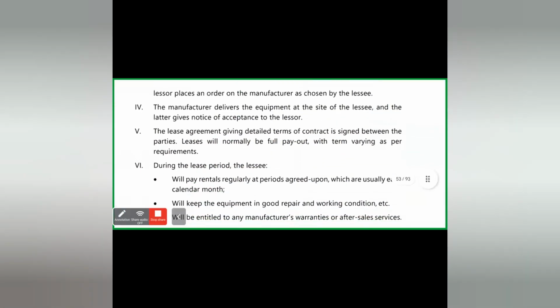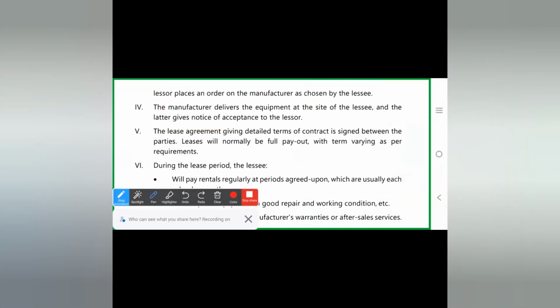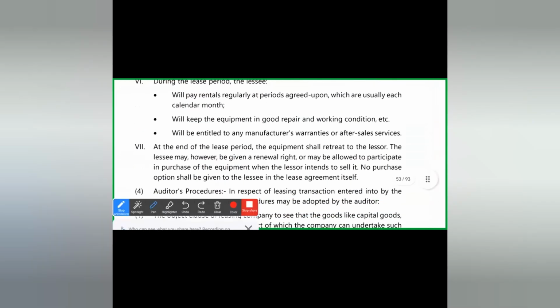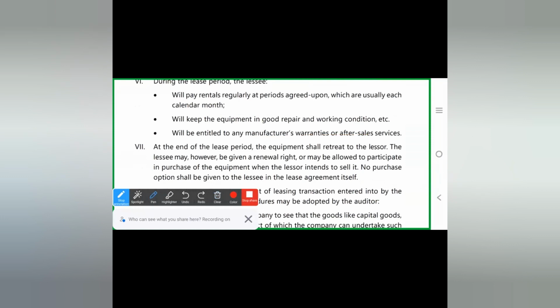The lessor places an order on the manufacturer as chosen by the lessee. The manufacturer delivers the equipment on the site of the lessee. The lease agreement giving detailed terms of contract is signed between the parties. During the lease period, the lessee will pay all the rentals regularly as agreed in the agreement, will keep the equipment in good repair and working condition, and will be entitled to any manufacturer warranties or after sales service.